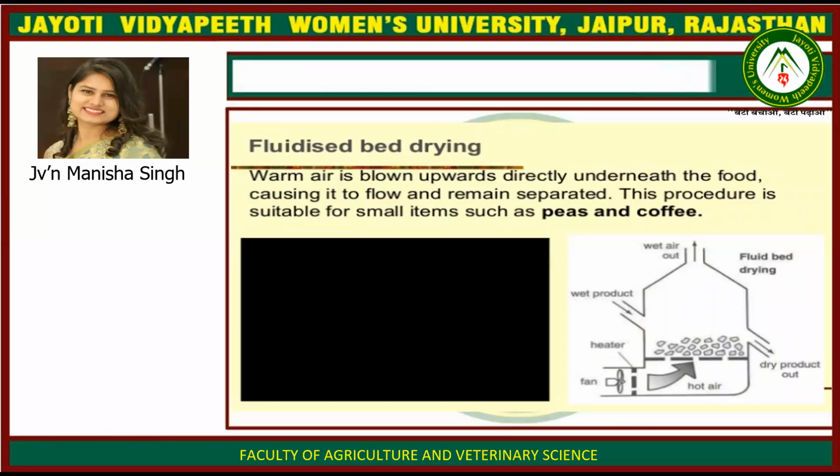Then there is fluidized bed drying. Warm air is blown upwards directly underneath the food, causing it to flow and remain separated. The procedure is suitable for small items such as coffee and peas. Here is a fan which blows the hot air at high speed, and there are the food products. Heater, wet products are moved from there and dried products come out from there. Wet air goes out from there. This is fluidized bed drying; here is a tumbling motion of the food product. Therefore, they have individually dried food products.